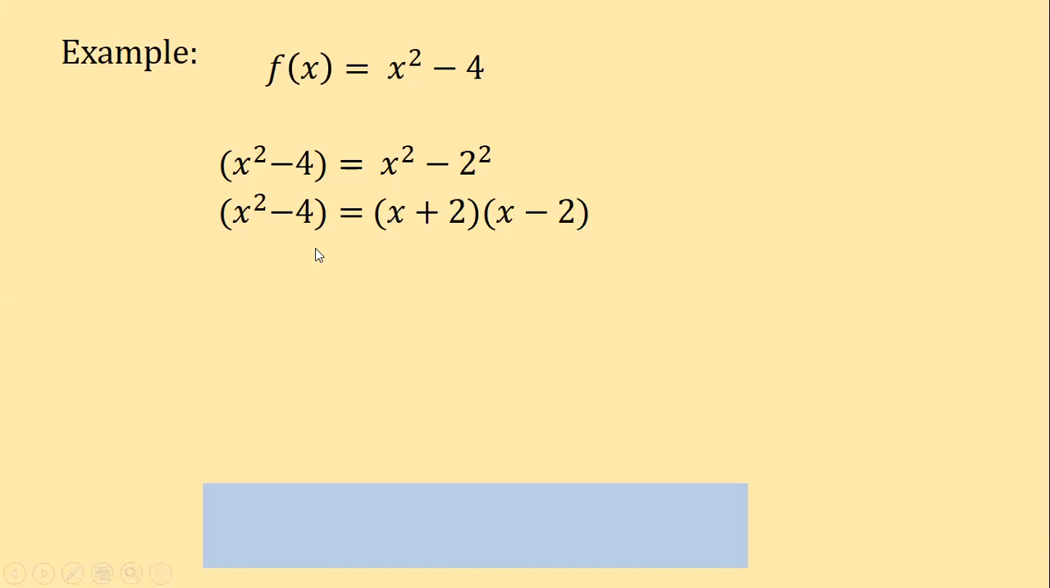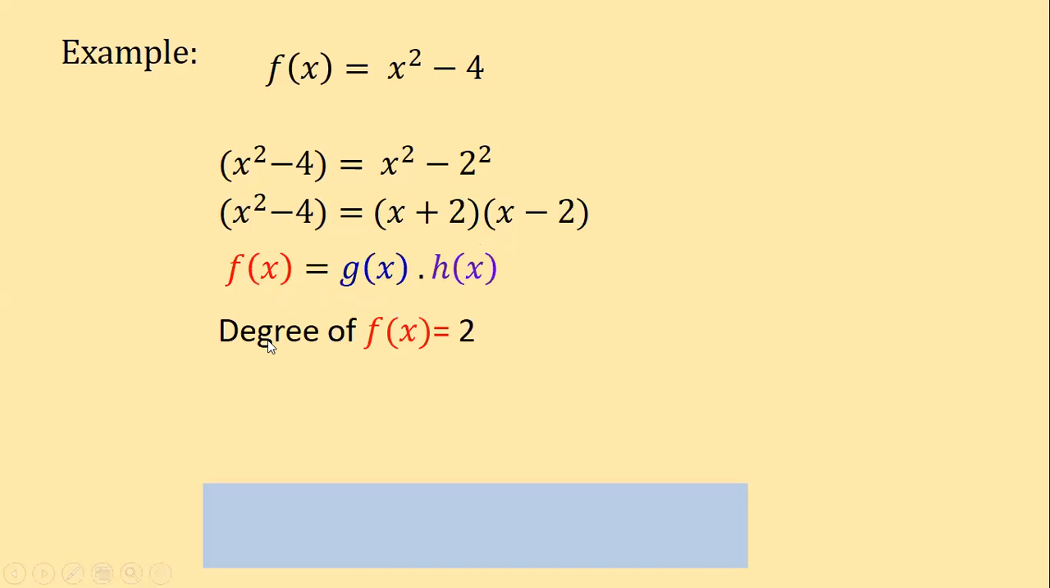So let us see here. X square minus 4 is nothing but f of x. The first factor, x plus 2, I am considering as g of x, and the second factor, x minus 2, is considered as h of x. That means the given polynomial f of x is written as the product of two other polynomials, g of x and h of x, whose degree is lesser than the given one, yes or not? So let us check it once. The degree of f of x is equal to how much? It is 2.